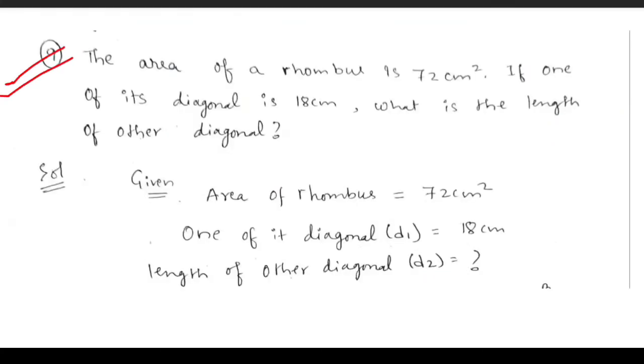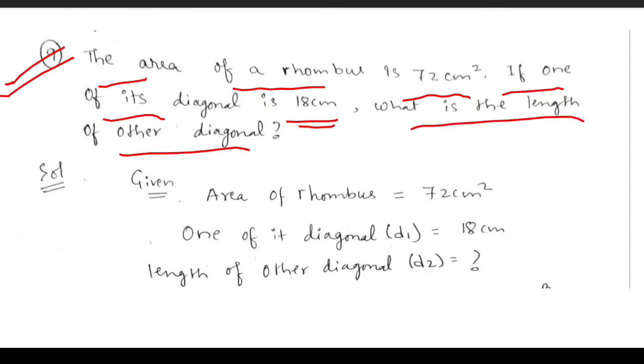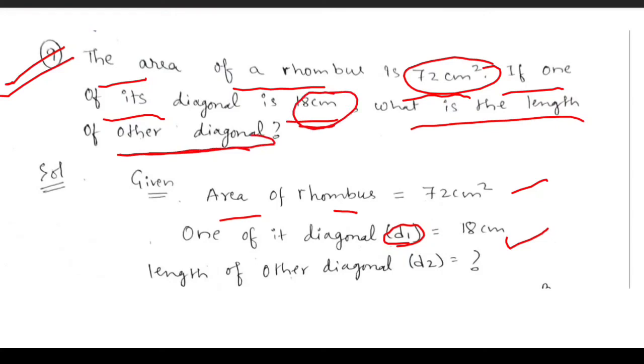So students, we will do question number 9 now. The question says the area of a rhombus is 72 centimeter square. If one of its diagonals is 18 centimeter, what is the length of the other diagonal? So in the question, what is given? The area of the rhombus is given, 72 centimeter square, and one of its diagonals, which we denote as D1, is given as 18 centimeter. Clear, students? And what we need to find? We need to find the length of the other diagonal, that is D2.